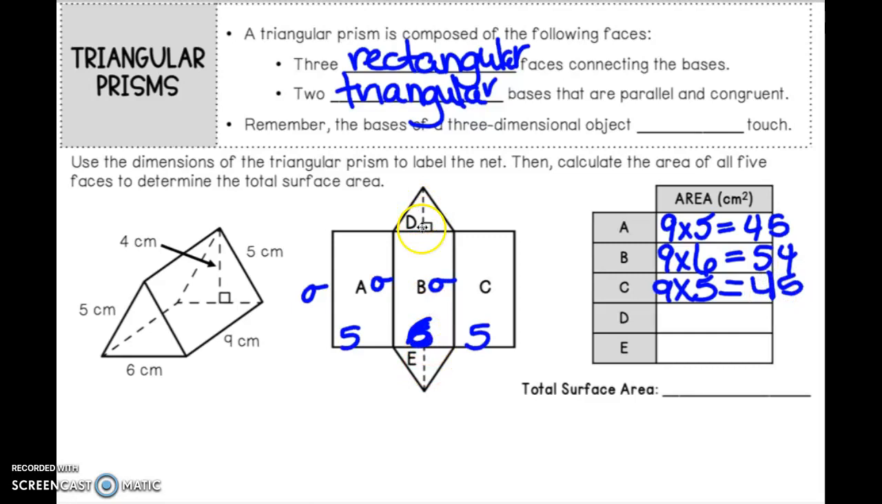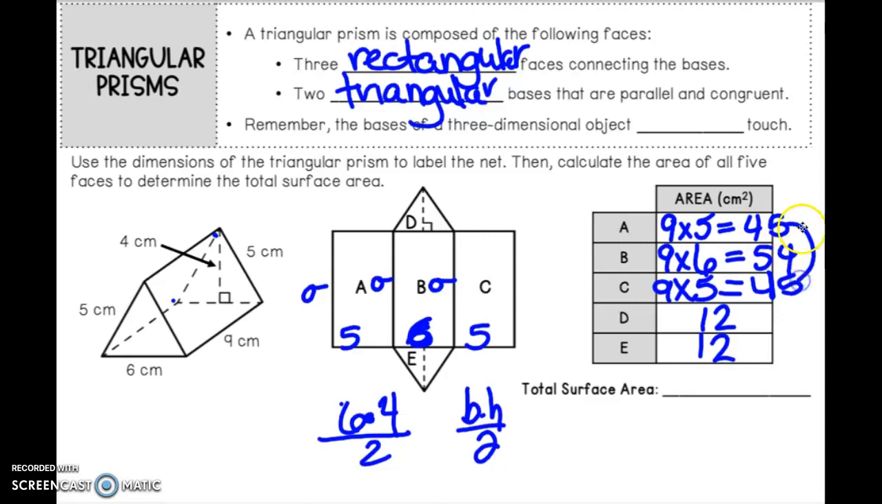And then we have D and E, which are exactly the same, and we're going to use base times height divided by 2. The height they're telling us is 4. The base is 6, so it's 6 times 4 divided by 2. So this one is going to be 12, and this one's going to be 12. If we add those all up, those are 90 and 104. So we add them all together. Total area of 168 centimeters squared.